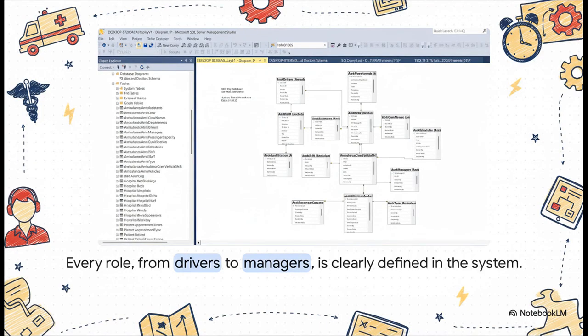Now, what's so interesting here is that the system doesn't just have one big bucket labeled employees. Nope, it gets incredibly specific. You can see there are separate, distinct boxes, not just for staff in general, but for really specific roles like drivers, assistants, and even managers. Every single job has its own clear, defined place.